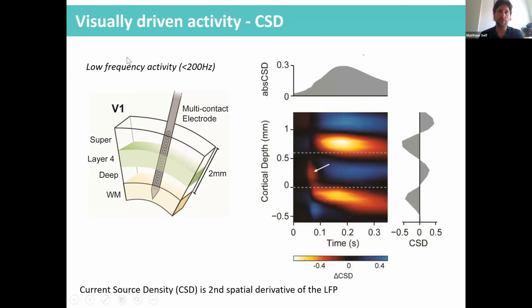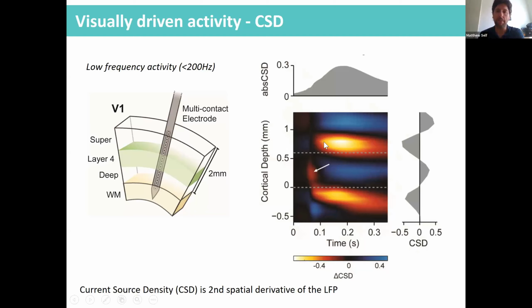Okay, if we look at the low frequency activity, the current source density, then we get quite a different picture. Again, it's time and depth, and again, it's the response to a checkerboard. But what you're seeing now, these red colors are current sinks, that's current flowing into neurons. That's generally excitatory current. Whereas these blue colors here are current sources, and they're largely current being passively returned to the extracellular medium, could also be active inhibition of a particular layer.